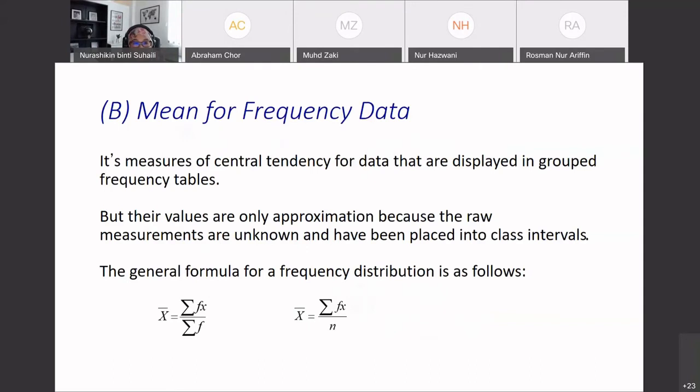And then the mean for frequency data. This one has something to do with more complex data. I don't have examples here, but frequency data. I want to show the example.